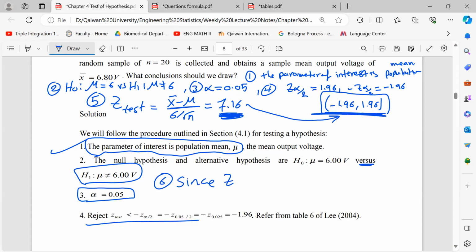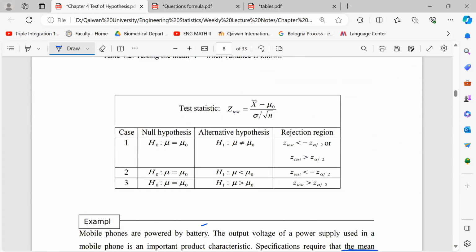We say since it's in step 6, which is the last step, the z-test, 7.16, is greater than 1.96, which is z of alpha over 2, meaning the z-test exceeds the interval. So we reject H0. We said if it is greater than z of alpha over 2, or if it is less than minus z of alpha over 2, in these two cases this is the rejection region. We reject H0 and we accept H1.